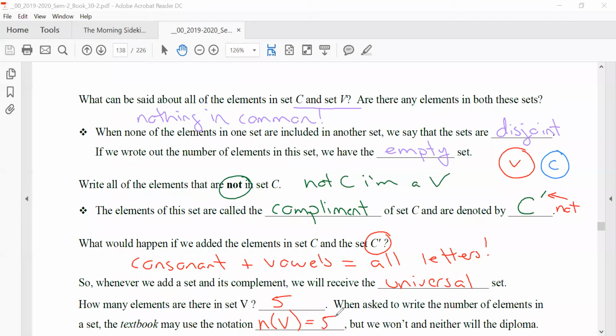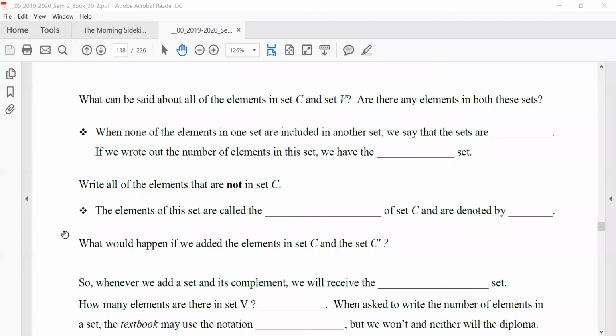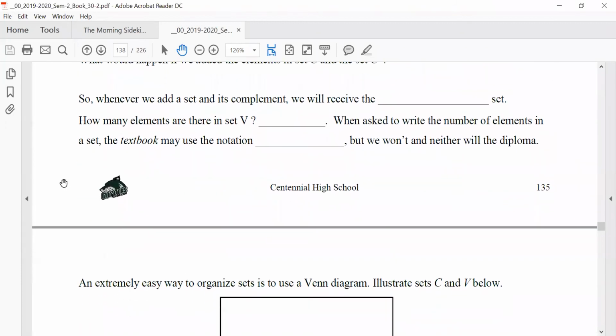That's proper notation. But again, for some reason on the diploma, we're not going to see that. In Math 30-2, we won't see that. I don't know why, even though it's proper. So whenever we add a set and its complement together, we will get the universal set. That was the key thing from there that I really wanted to focus on.